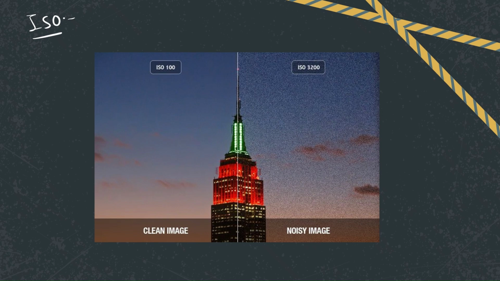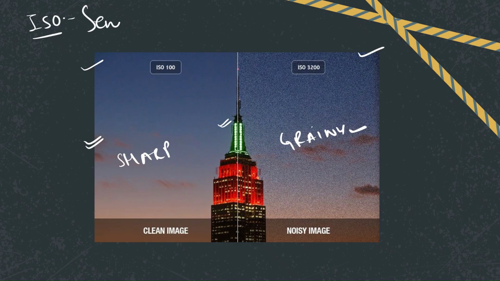Okay, now look at these two photographs that are on your screen. You have the same subject, which is this tower, but you have two different results. Now, this left image is very clean, it's very sharp, right? And this right image is very grainy and very degraded. Now, this difference is caused entirely by ISO. ISO basically refers to the sensitivity of the camera sensor to the light.